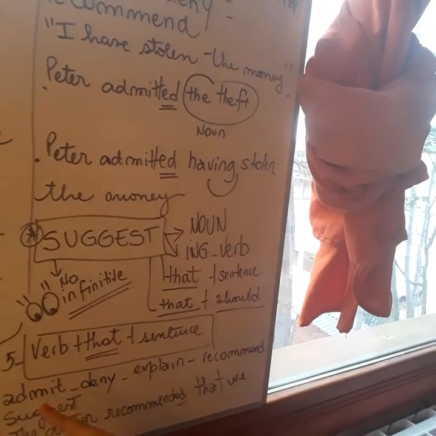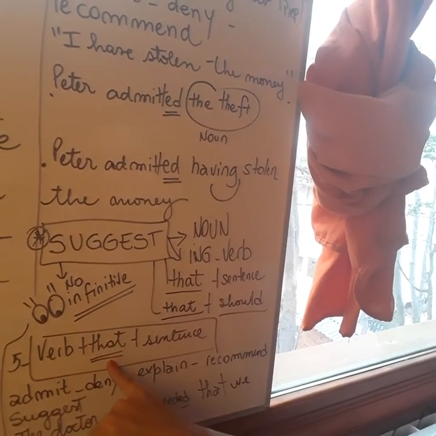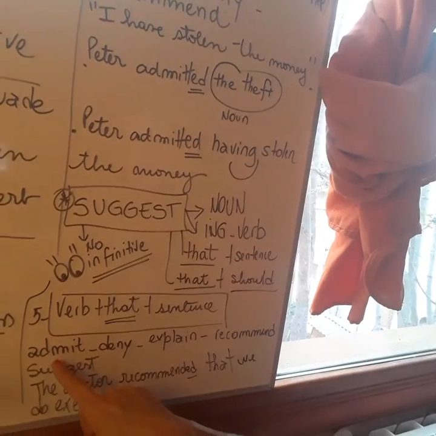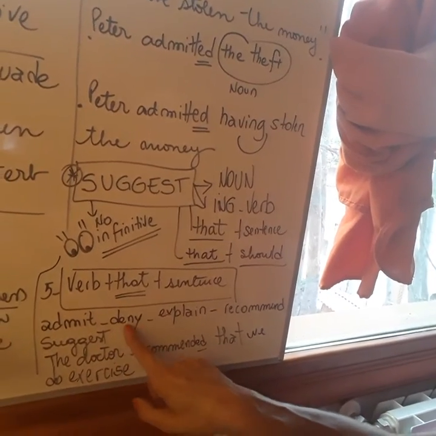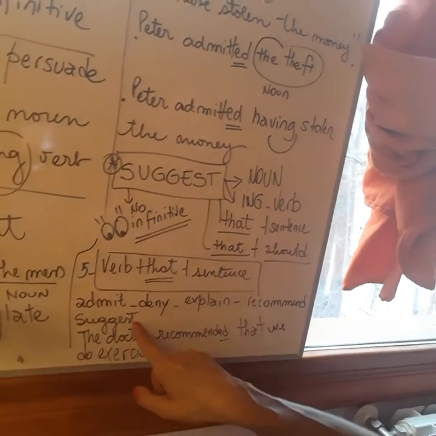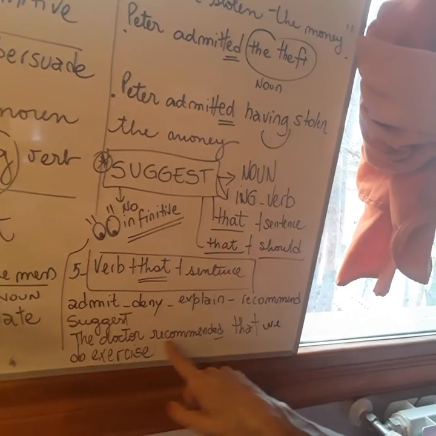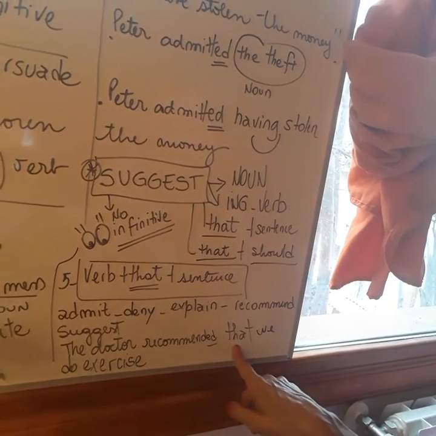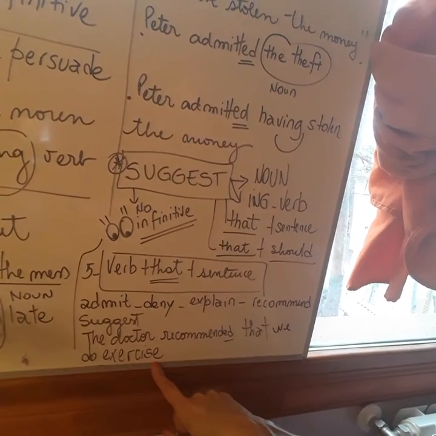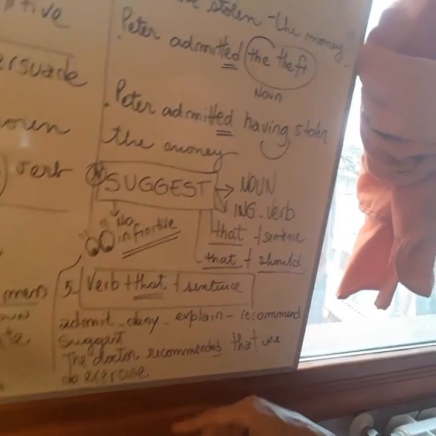Otra forma, otro patrón: verb plus that plus a sentence. Se repiten algunos: admit, deny, explain, recommend, suggest. The doctor recommended that we do exercise. ¿Ven? Este es el patrón.